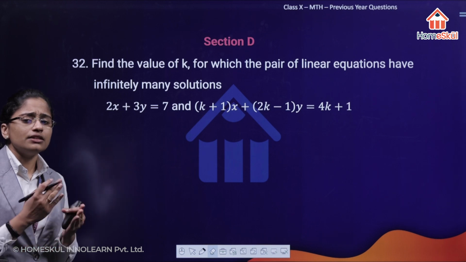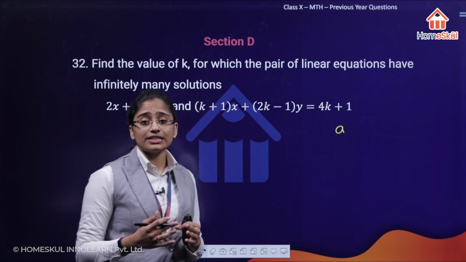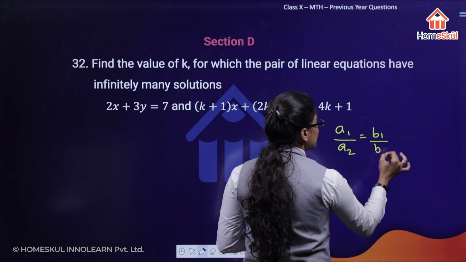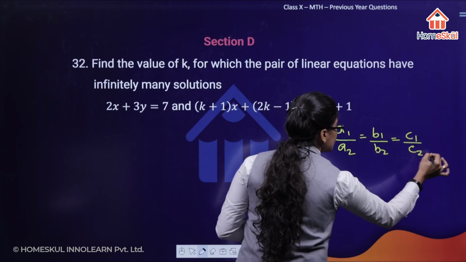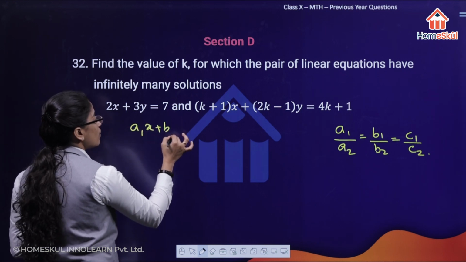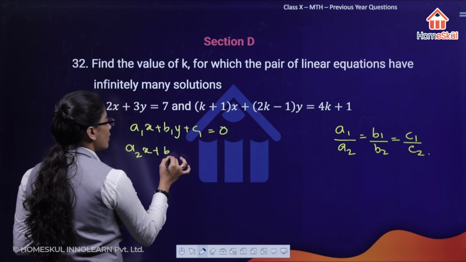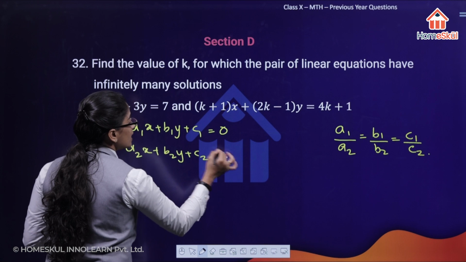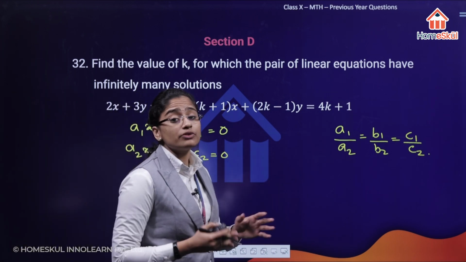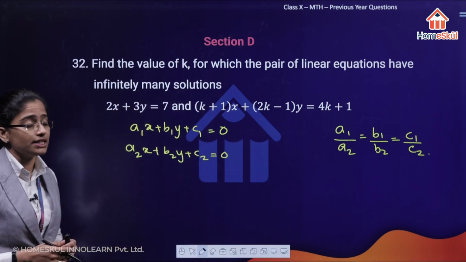Infinitely many solutions means these two lines are coinciding lines, isn't it? Which means what is the relation between the coefficients of x and y? It will be a1 by a2 is equal to b1 by b2 is equal to c1 by c2, isn't it? That means if the pair of equations are of the form a1x plus b1y plus c1 is equal to 0 and a2x plus b2y plus c2 is equal to 0, then if those two lines are coinciding lines, the ratio of the coefficients will be equal, which means a1 by a2 is equal to b1 by b2 is equal to c1 by c2, okay?